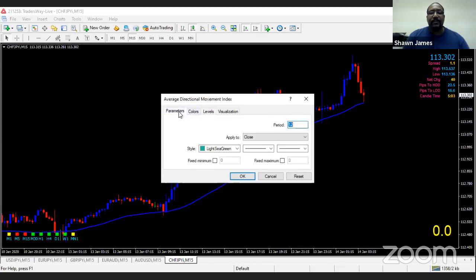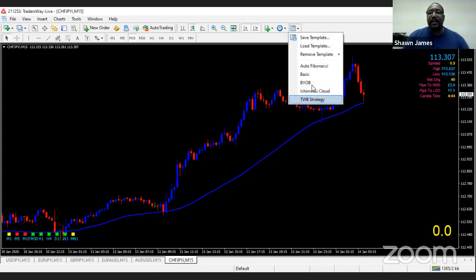All right. Here in the parameters, of course, I keep this to a blue of some sort. Light sea green is what I have it. And I have it set to 12 and close right here. Apply to the close. All right. And that's all I do. I'll add that to it.